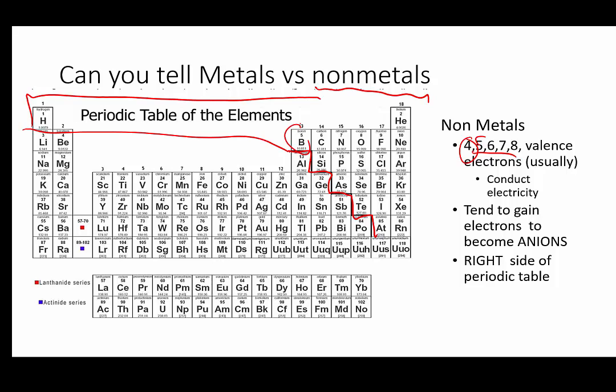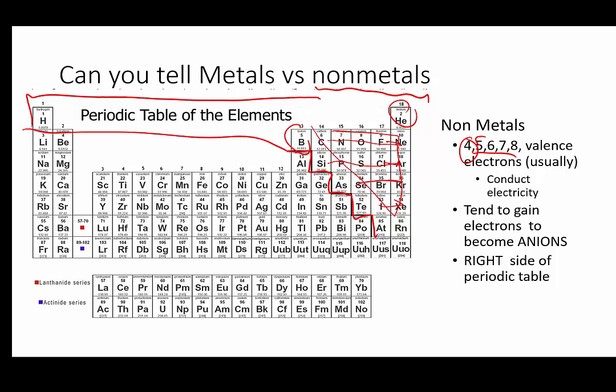Boron only has 3. Helium only has 2. But for the most part, nonmetals have more than 4 electrons. They have a greater attraction for electrons. Because of the arrangement of the electron shells and the charge of the nucleus, you tend to get a larger attraction for the electrons from other atoms.